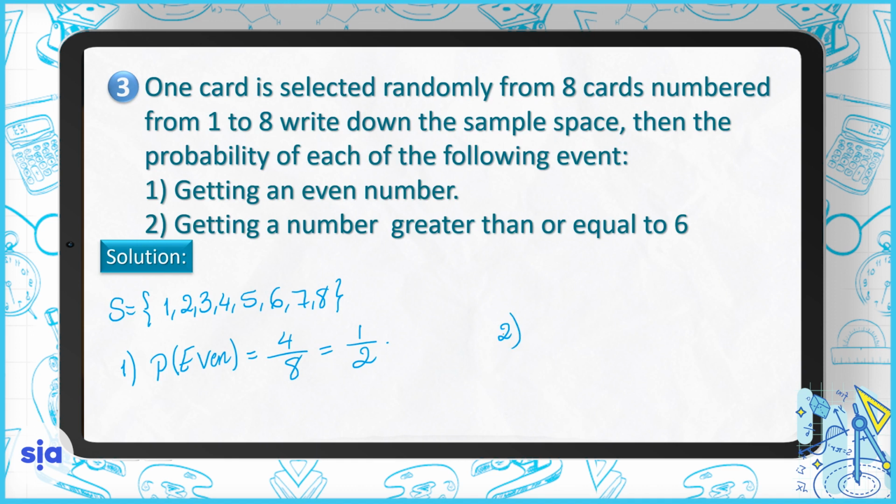Second question. What is the probability of getting a number greater than or equal to 6? How many numbers are greater than or equal to 6? We have the 6, 7, and 8, so there are 3 numbers out of 8 overall. This fraction cannot be simplified, so the final answer is 3 over 8.